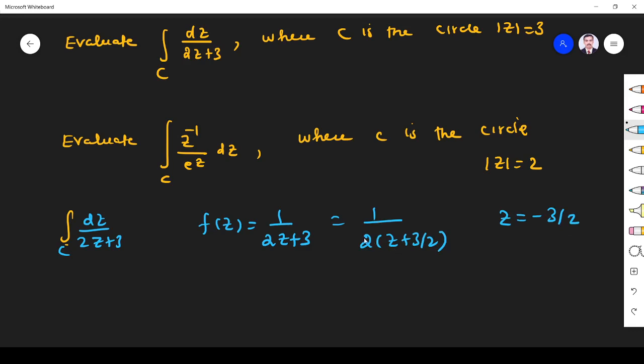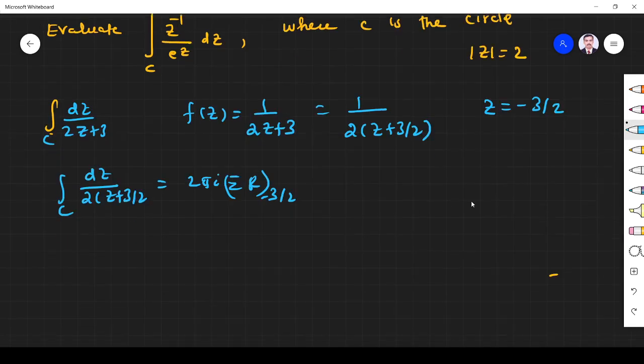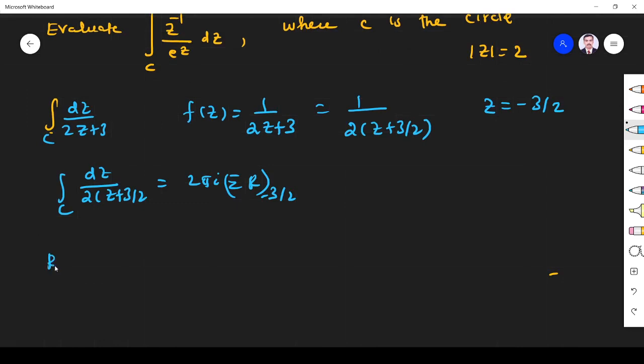At minus 3 by 2 the function becomes infinity. At z is equal to minus 3 by 2, the function becomes infinity. Minus 3 by 2 is nothing but 1.5. So 1.5 lies inside the circle of radius 3. So we can apply the residue theorem. So how can we find it? The integral over C of dz by 2 into z plus 3 by 2 is equal to 2 pi i into the sum of residues at minus 3 by 2. So I have to find the residue at minus 3 by 2 only.